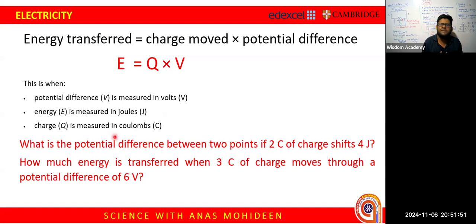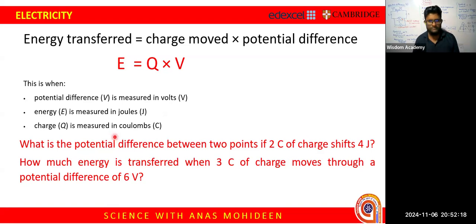Now we learn that whenever there is a potential difference, it transfers energy when the current is passing on. So what is the relationship between this energy transferred and the charge moved? We can find the energy transferred as the product of Q and V. What is the amount of charge moved into potential difference? So E is equal to Q into V.